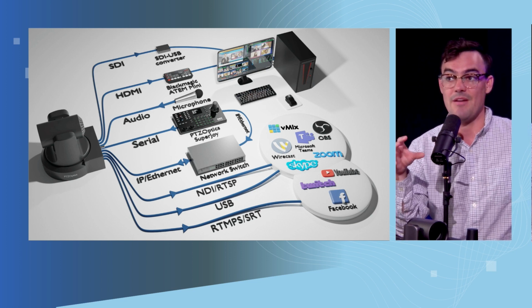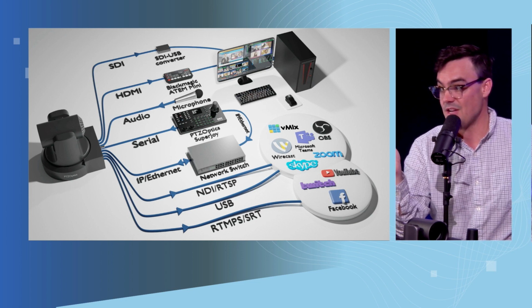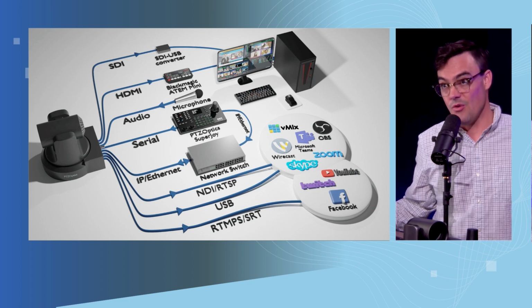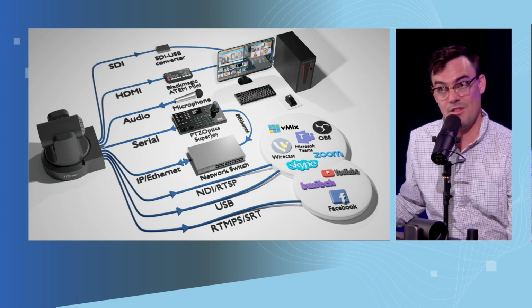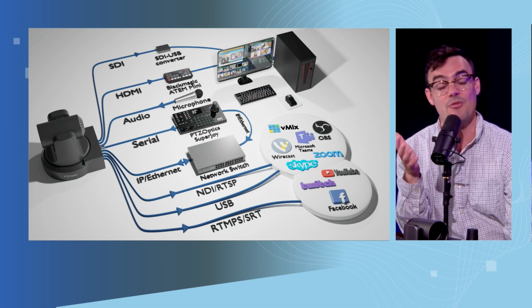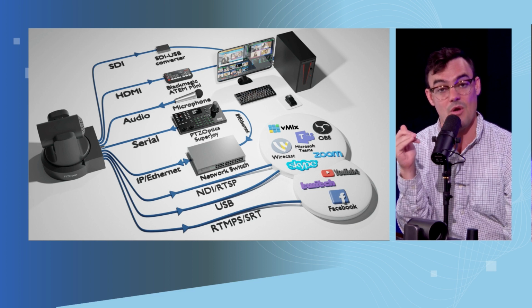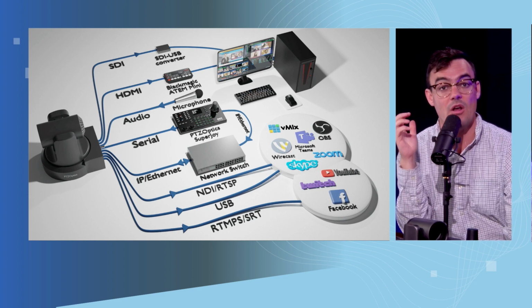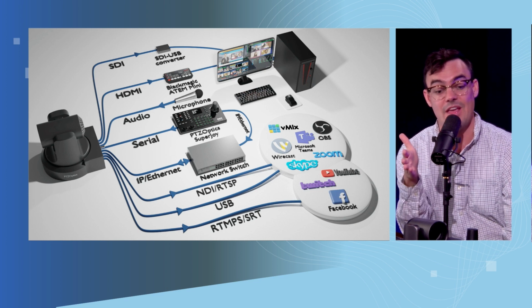So HDMI, very popular. We're showing it with a Blackmagic ATEM Mini. We're also showing an audio source coming in, a 3.5 millimeter audio source coming into the camera, which will be embedded onto the video coming out. So if you want to send video and audio together to YouTube or Facebook, this camera can do it.